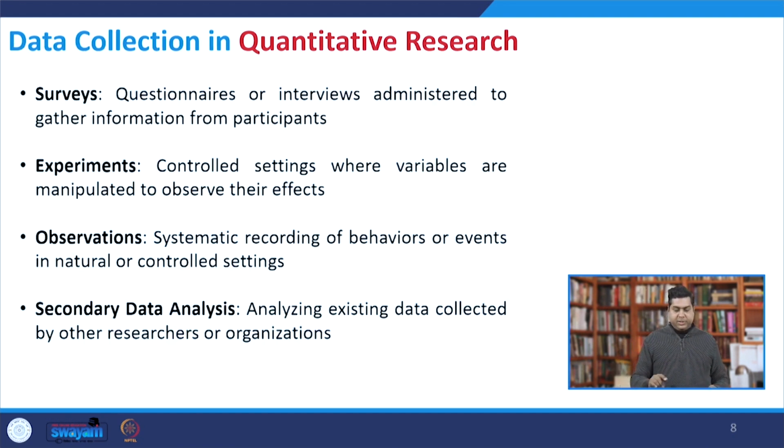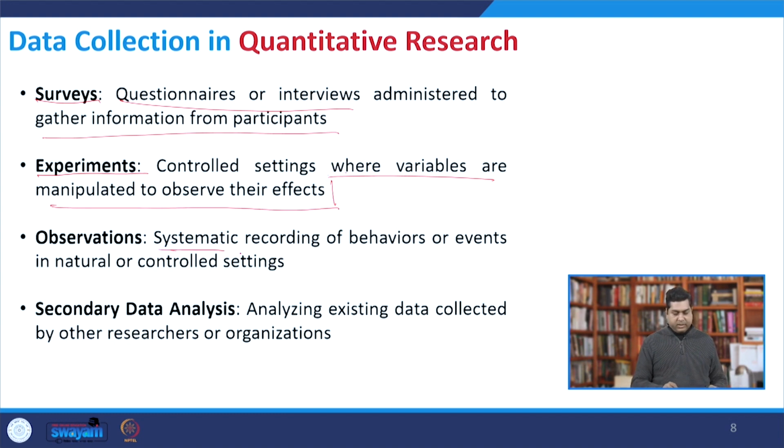Coming to the data collection in quantitative research, it can be done through survey, where questionnaires or interviews are administered to gather information from participants. The questionnaire can be close ended, open ended, or a combination of both, which we have discussed in the respective presentation. Now the data can also be extracted through controlled experiment, a control setting where variables are manipulated to observe their effects. That is what I have just explained.